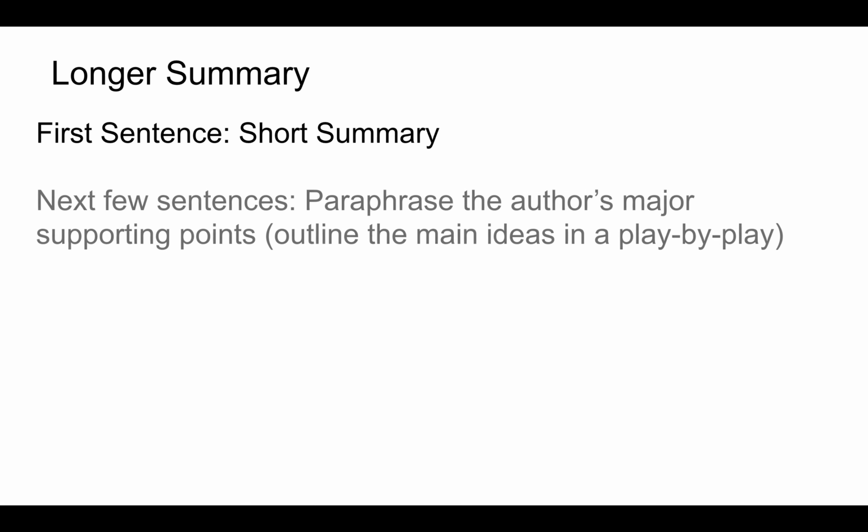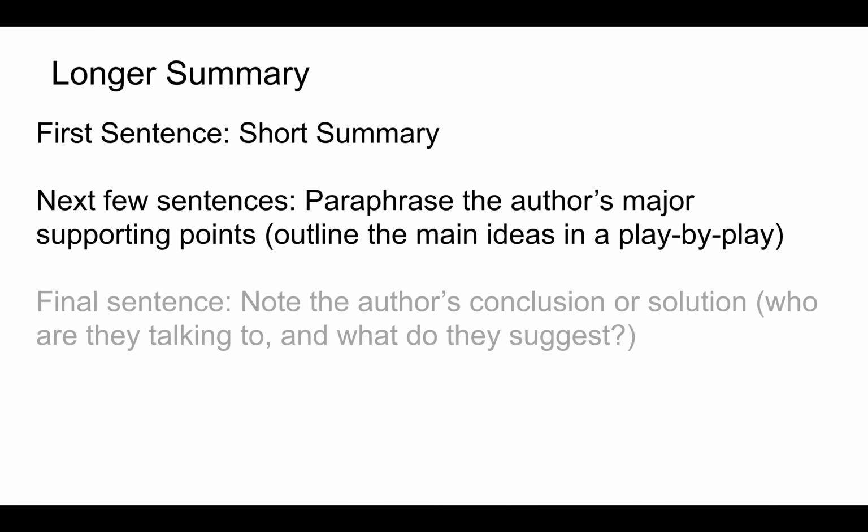You start with that short summary. So you use that 3-column system to build a short summary. And then in the next few sentences, you go play by play through the main points of the source. So it's a paraphrase of each of the author's major supporting points. There will probably be sort of 2 to 4, depending on the size of the article and how many points they are making. You want to try to capture each of the major supporting points. And so you may need a sentence, 2 sentences, maybe even 3 to do that.